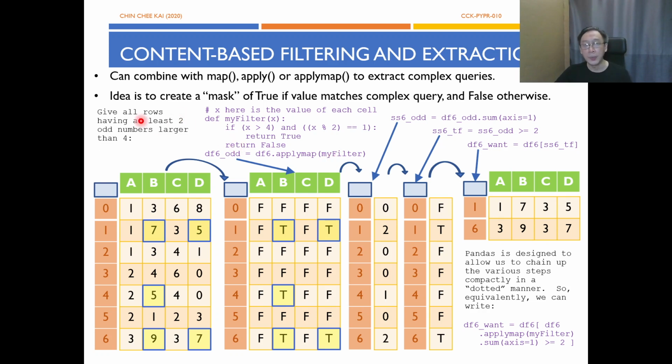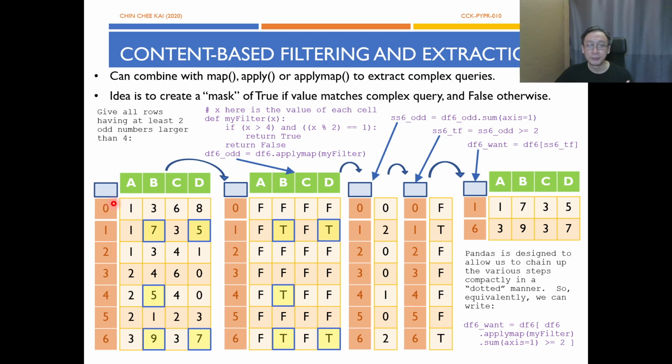So for example, I want all the rows having at least 2 odd numbers larger than 4. So I don't want to count all the odd numbers like 1 and 3. I want 4 and larger, but it's odd, and at least 2. Of course, I've purposely created these numbers. So let's just do a manual identification.